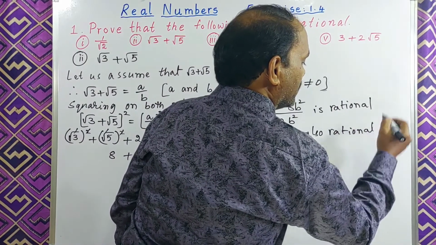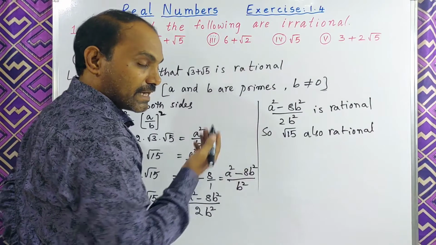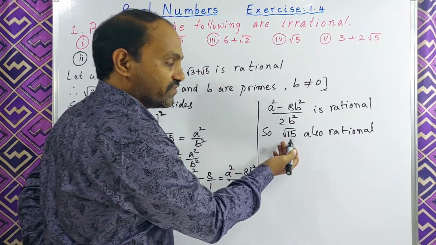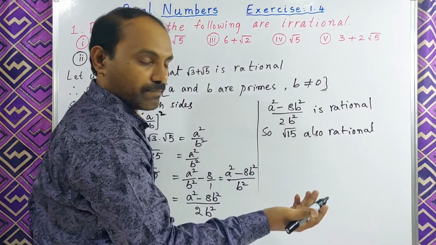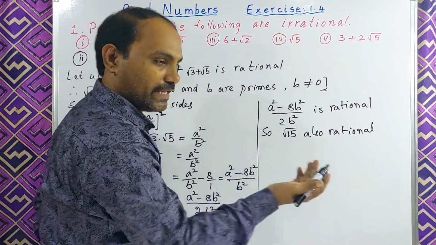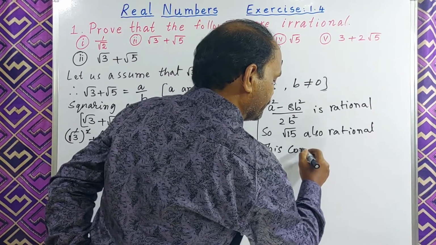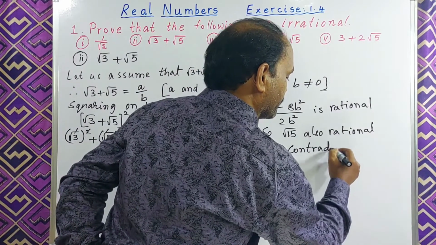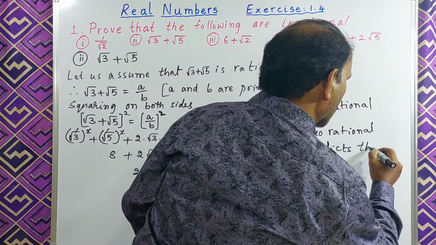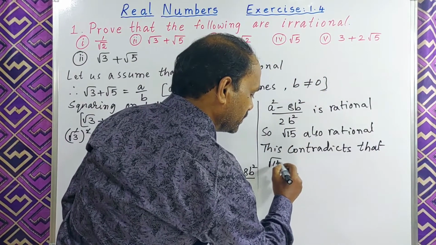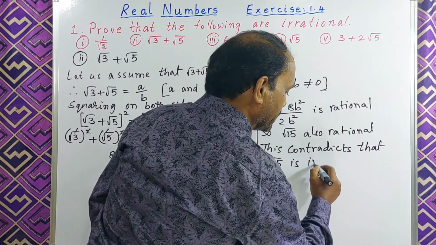Root 15 is also rational. But this contradicts our assumption. Why? Because root 15 is not a perfect square number, that's why root 15 is an irrational number. So this contradicts that root 15 is irrational.